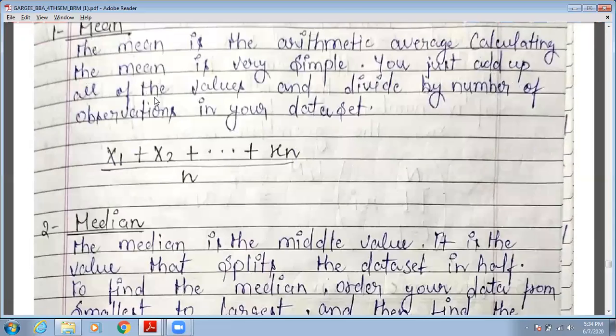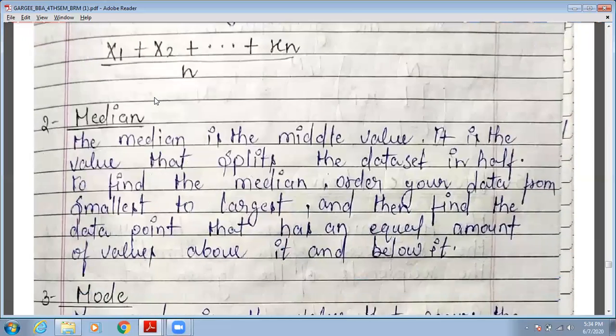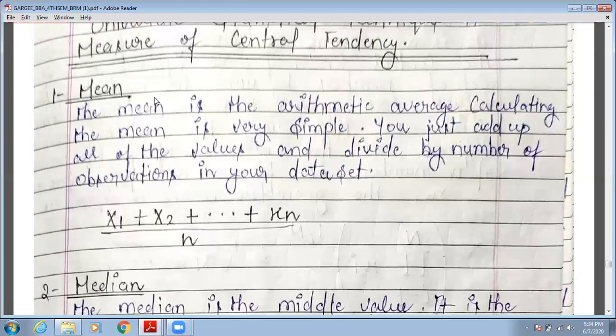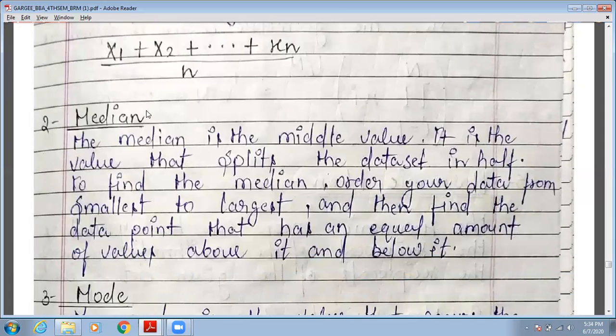Okay. The second central tendency measure is median. You use mean when you want to calculate the average of given items. Median you will use for the most middle value, to know which is the middle value. You want to know the middle value from various numerical items, then you will use median. The median is the middle value. It is the value that splits the data set in half.